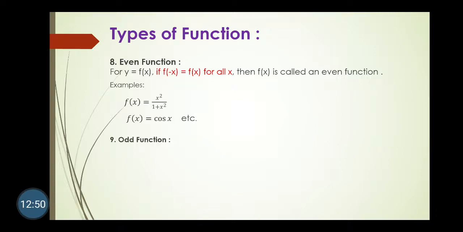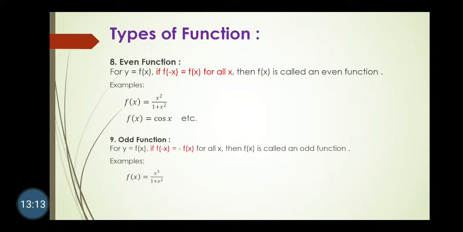Next one, odd function. In odd function, for y is equal to f of x, if f of minus x is equal to minus of f of x, that means negative of f of x for all x, then f of x is called an odd function. That means if we replace x by minus x, function becomes negative, is called what? Odd function. Like x cube upon 1 plus x square.